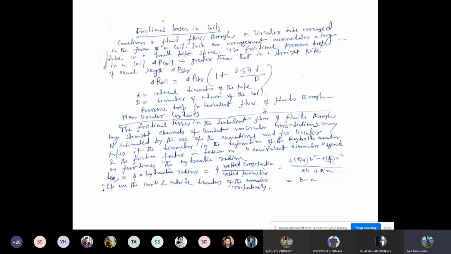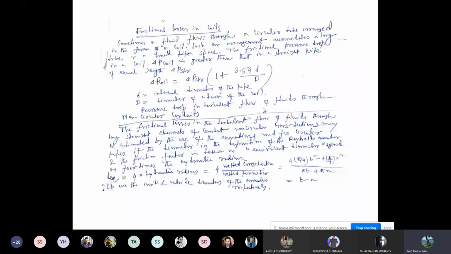When a fluid flows through a circular tube arranged in the form of a coil, such an arrangement accommodates a long tube in a small place. For example, when you are gardening using a hose pipe in the evening, that hose pipe may be in a coil form. So there must be some sort of head loss and pressure drop. So the friction factor changes in a coil.